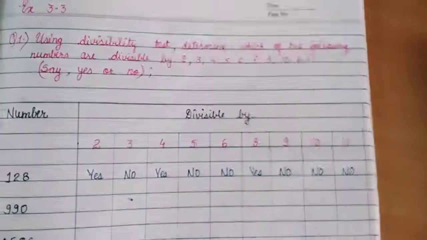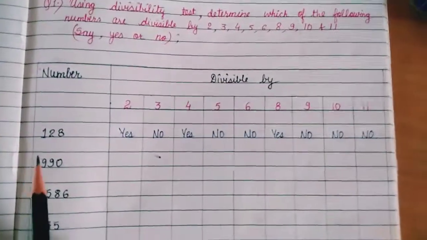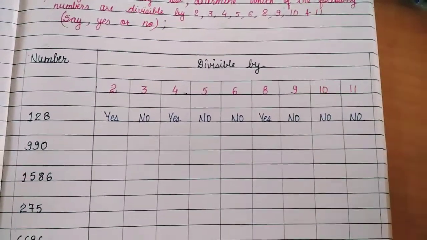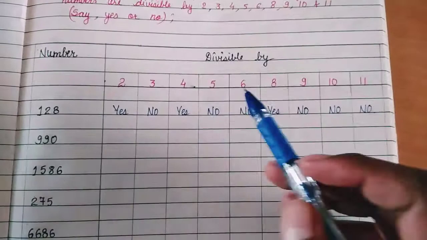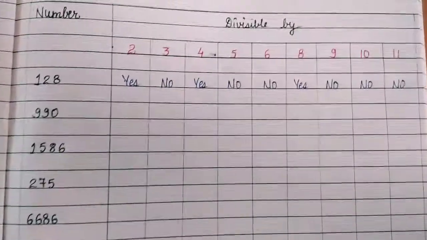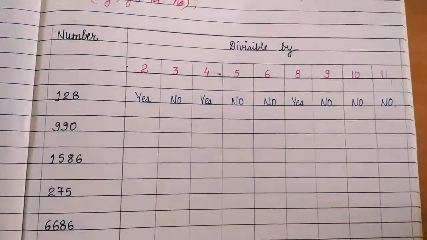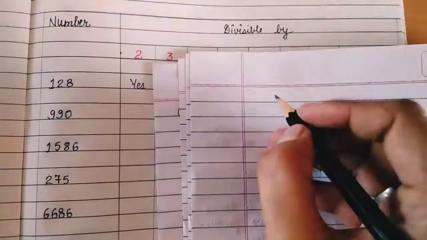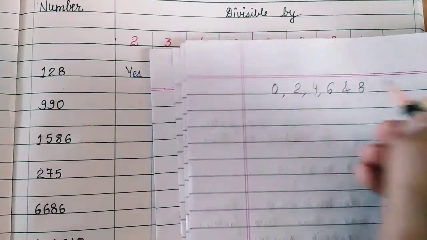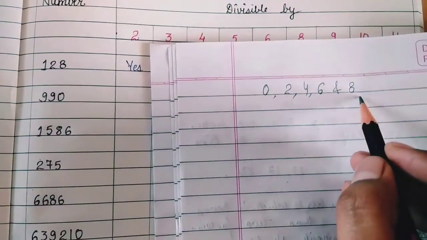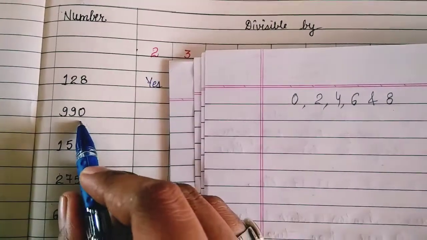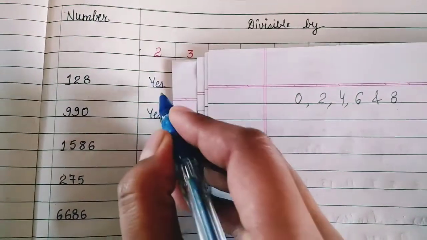So in the book, the first part, which is for 128, is already given. So we will simply see the remaining ones. For the divisibility of 2, firstly we have to check the divisibility for 2. We know that if the unit place contains a number like 0, 2, 4, 6 and 8, then that number is divisible by 2. So simply here we have 0, it means yes, this number is divisible by 2.